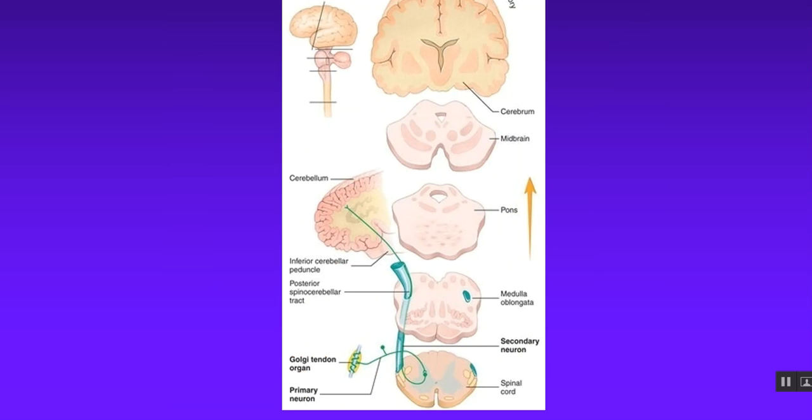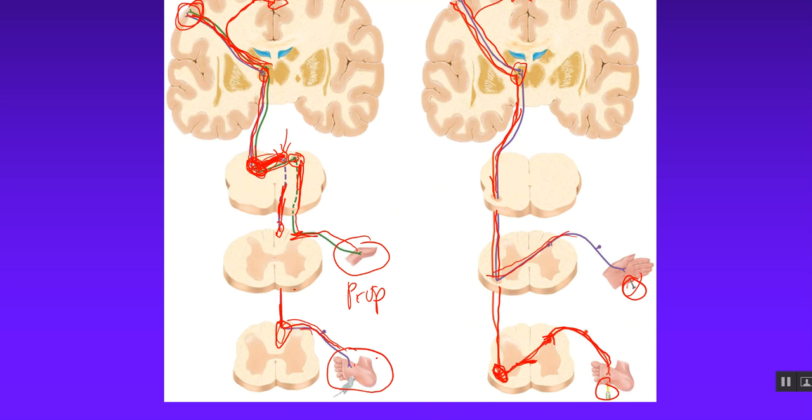Lastly is the spinocerebellar tracts. This is a Golgi tendon organ, or it could be a muscle spindle. So this is more in the tendons or muscle spindles. They go into the spinal cord, up the back part of the spinal cord, and go into the cerebellum on the same side. They don't ever cross over. That's the key with those. The spinocerebellar pathways are not contralateral.